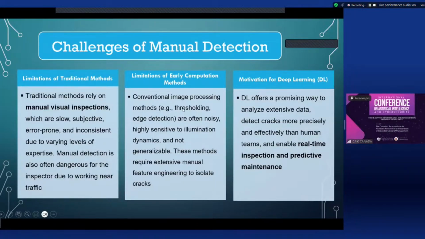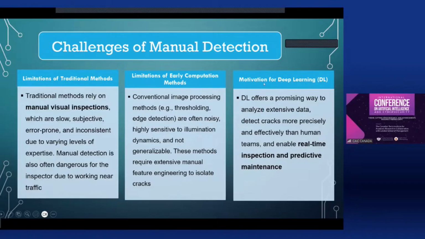These were methods such as thresholding and edge detection, which were often noisy and highly sensitive to illumination dynamics, which means different lighting. They were not generalizable, and therefore these methods require extensive manual feature engineering to isolate the cracks.